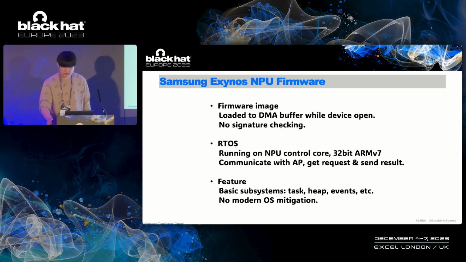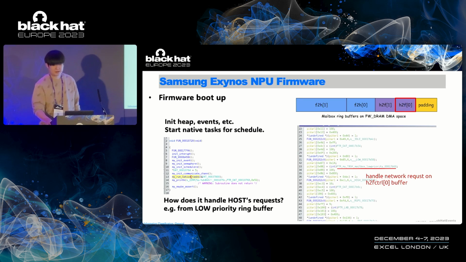Now let's have a brief overview of the firmware side. Like we said earlier, the firmware image is saved in the Android file system and will be loaded to the DMA shared buffer while opening the NPU device. The processor is a 32-bit ARMv7 core with an RTOS system running on it, so with no modern OS mitigation. When firmware boots up, it will first initialize some subsystems, such as heap and events. Then it will start a few native tasks to handle the requests from the mailbox. For example, the task mailbox low priority function, mainly for handling the data on the first H2F, which means host to firmware, ring buffer array.